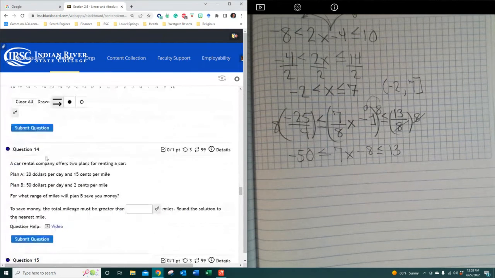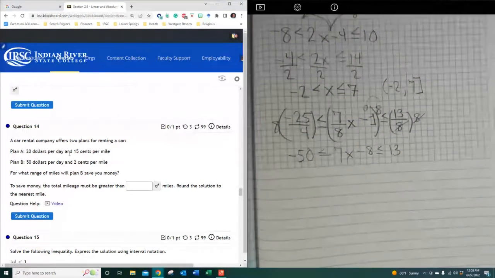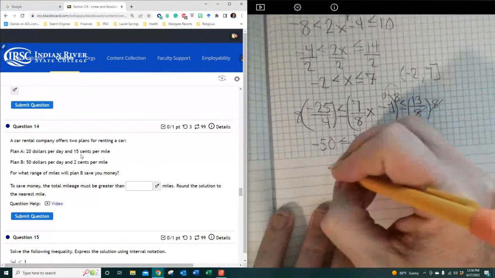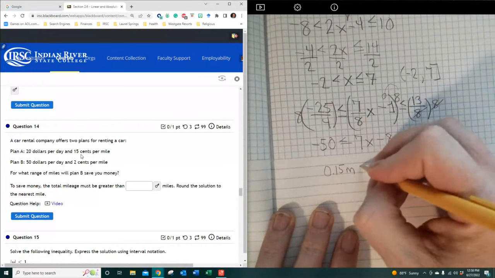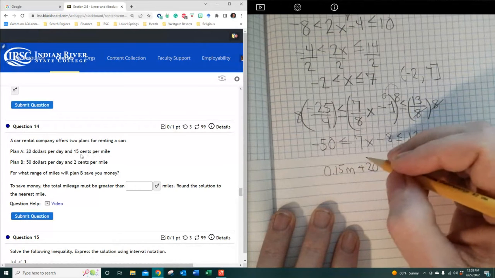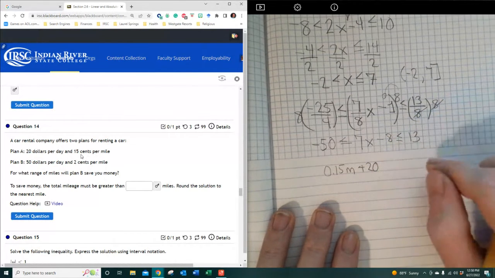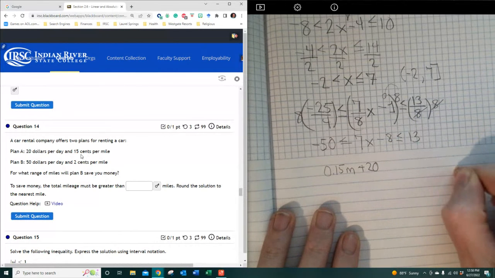I think that this is good here. Now let's look at this. A car rental company offers 2 plans for renting a car: $20 per day and 15 cents per mile. So let's write that down. It's 15 cents per mile, and then plus $20 a day. Then the other plan is $50 per day and 2 cents per mile. For what range of miles will plan B save you money?